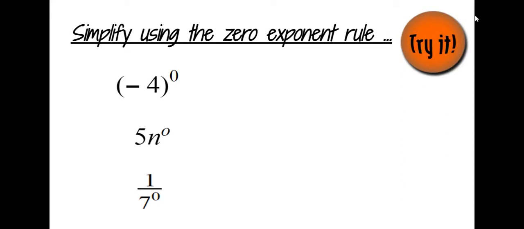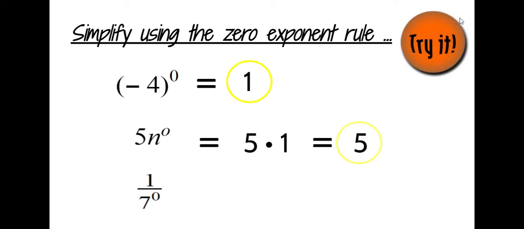Okay, so let's give this a try. Let's say I have (negative 4) to the zero power. Do you see how the 0 is touching the parentheses? So it applies to everything in the parentheses. The entire negative 4 brought up to the zero power. Well, anything to the zero power is always equal to 1. Answer would be 1. Now in this next example, 5 times n to the zero power. Well, I know n to the zero power is 1, so this would really be rewritten as 5 times 1, which would then be 5.